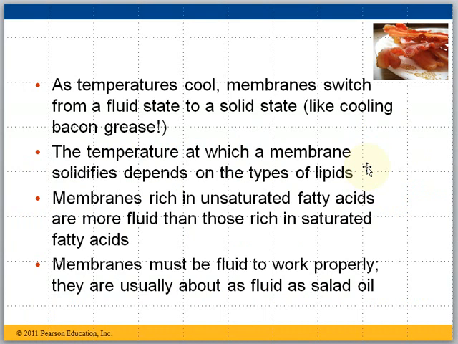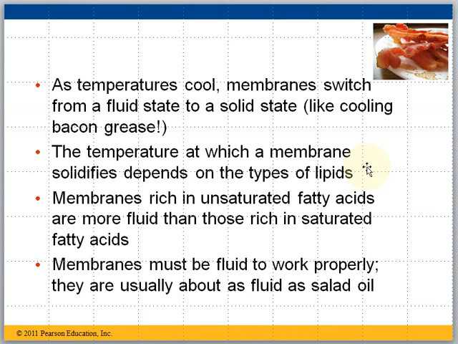We already mentioned that at normal body temperature, the phospholipid bilayer is fairly liquid, but as temperatures cool, membranes made up of lipids can switch from a liquid fluid state to a solid state, just like, say, bacon grease. Bacon grease is made up of lipids, of course. When it's at a high enough temperature, it's going to be in a liquid state, and you can pour it out of the pan. But then, of course, as it cools down to room temperature, it becomes a more solid material like lard.